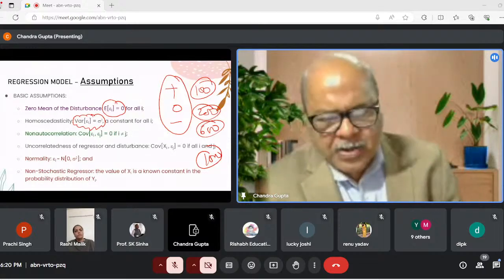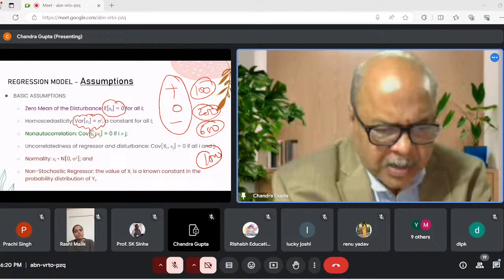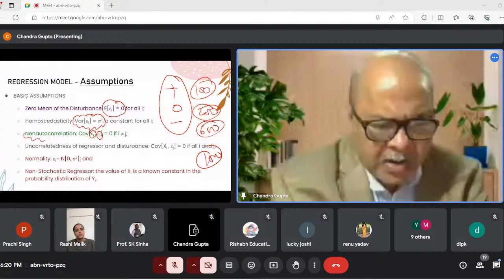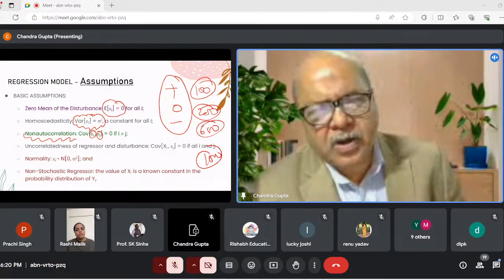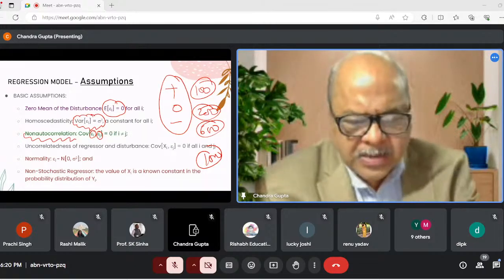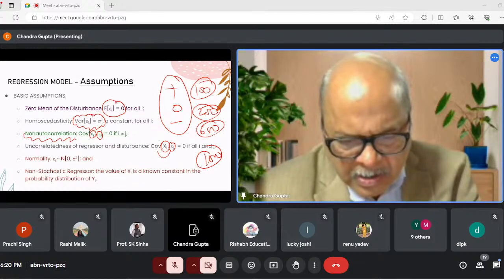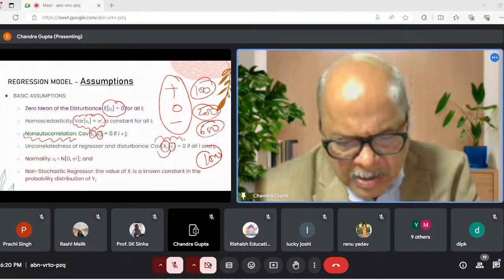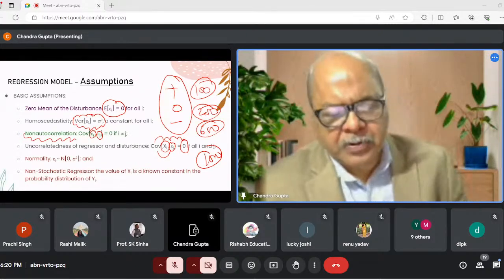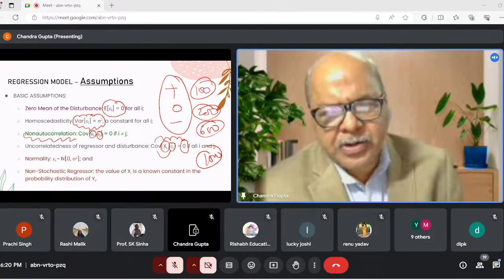We are assuming that there is no correlation between the error terms. They have no autocorrelation or serial correlation. We are assuming that x and the error term are not correlated with each other. They are independent of each other and their correlation is equal to zero. We are assuming that the error term follows a normal probability distribution.